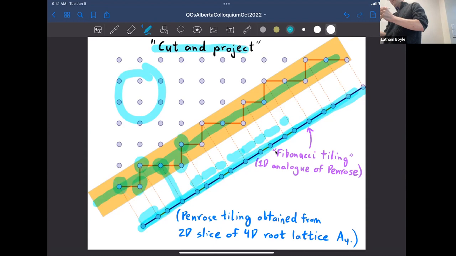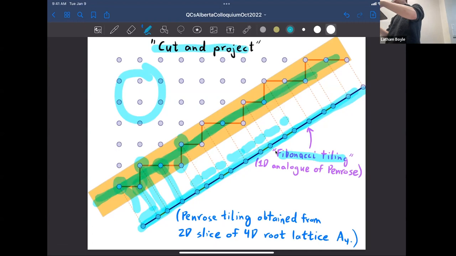And you can see that if you took a rational slope, you would get a periodic sequence by this algorithm. But with an irrational slope, you'll get a sequence that has no translational symmetry, if you think about it. In particular, here this is a famous 1D quasicrystal called the Fibonacci tiling or Fibonacci sequence. To get this one, you take a particular slope, which is 1/(golden ratio).